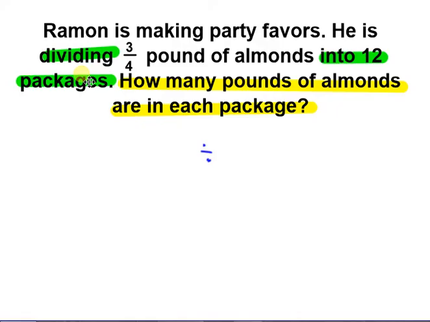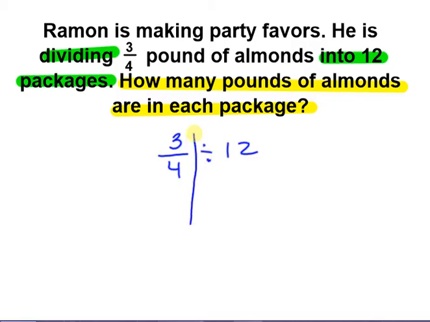Are the packages being chopped up into parts, or is that 3/4 pound being chopped up into different packages? Well, I am taking this 3/4 of a pound and I am dividing it. I'm chopping it up into the different packages. So it's 3/4 divided by 12.